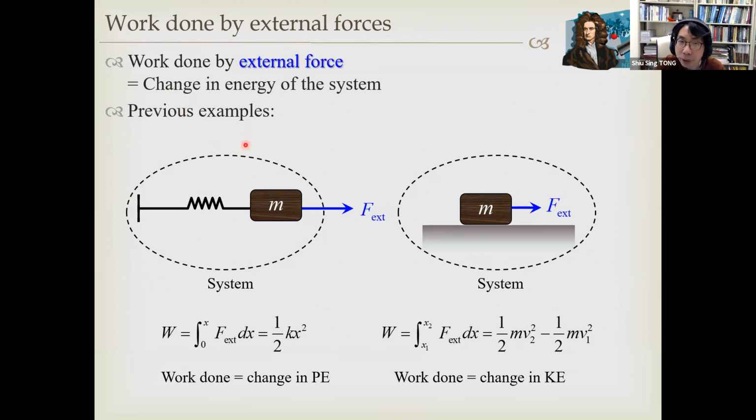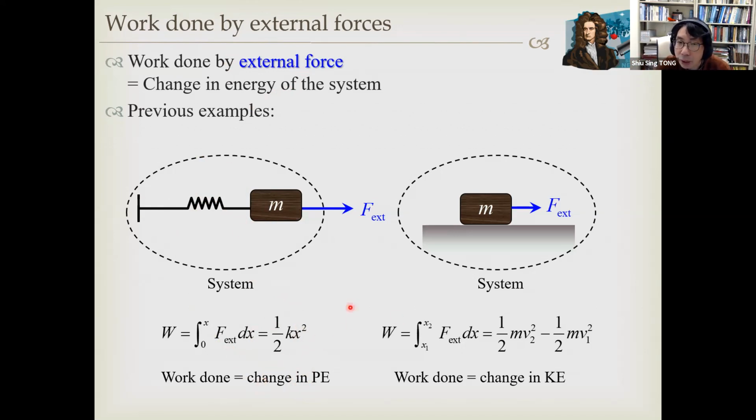And in the previous discussion, we have named 2 examples. If you have an external force, and the external force stretches a spring, for example, then the work done by the external force goes to the change in potential energy. The spring has an increase in elastic potential energy because you stretch the spring, right? Okay. So the work done by the external force always changes the energy of the system. And in some cases, it goes to the potential energy. It increases the potential energy of the system.